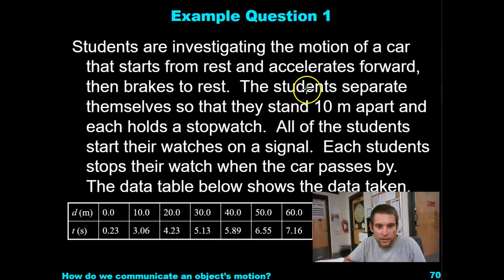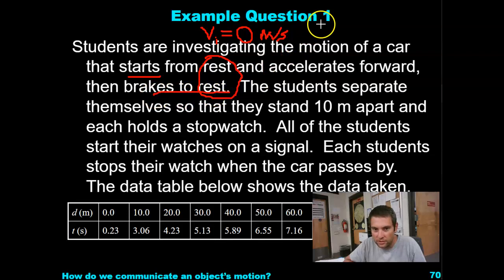First thing I want to point out is these two words here. When you see these words rest, that means you're not moving anywhere. Whatever object you're thinking about, that object is going exactly 0 meters per second. It's starting from rest, so the initial or the starting velocity is 0 meters per second. Then it brakes to rest, so that means at the very end of the situation, or the final velocity, is going to be 0.